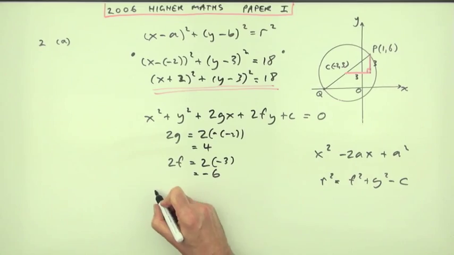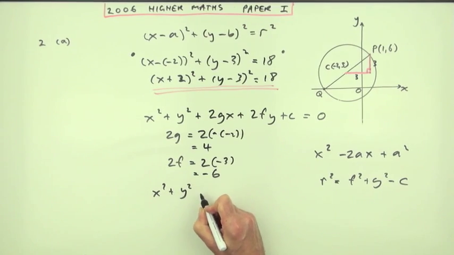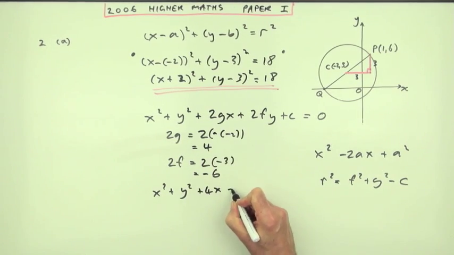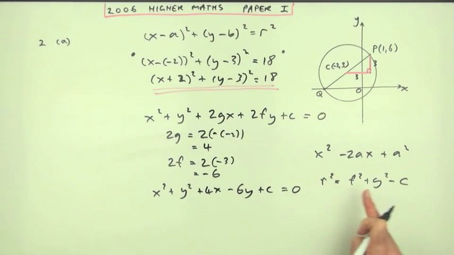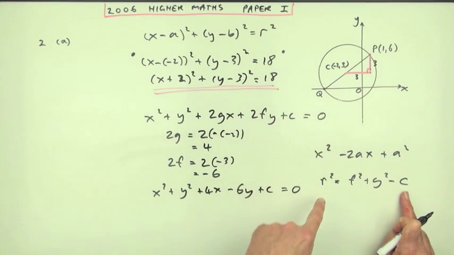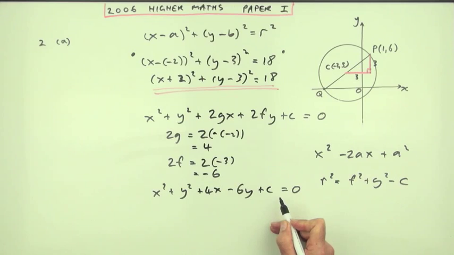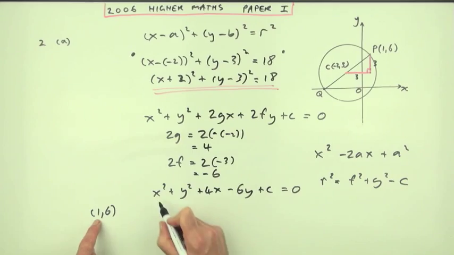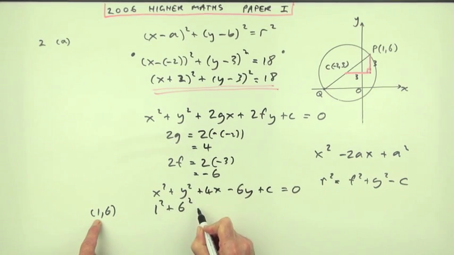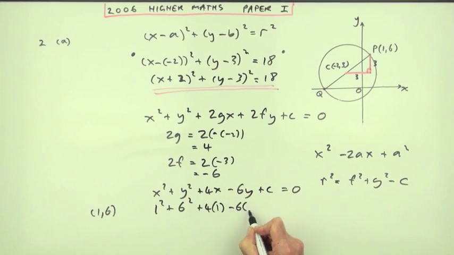So to finish that off there, that would be x squared plus y squared plus 4x minus 6y plus c equals 0. Then either work out c by working out the radius, which you probably need to know anyway later on, and then subtracting the squares of those 2 numbers, or simply say the point (1, 6) should fit this equation. So if you put 1 for x and 6 for y, that lot should come to 0.